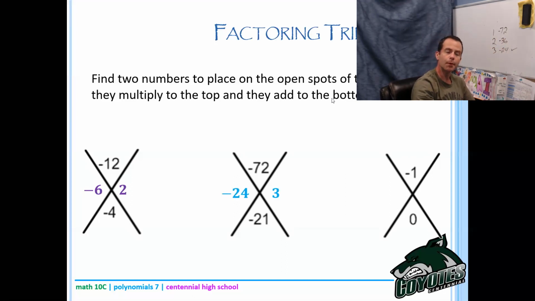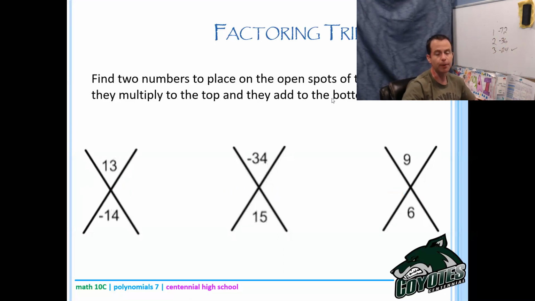And then multiply together to give me -1 and add together to give me 0. Did you find those guys? That would be +1 and -1. Okay, you guys try these three. Pause me for a second, try the three by yourself, see what you can come up with.